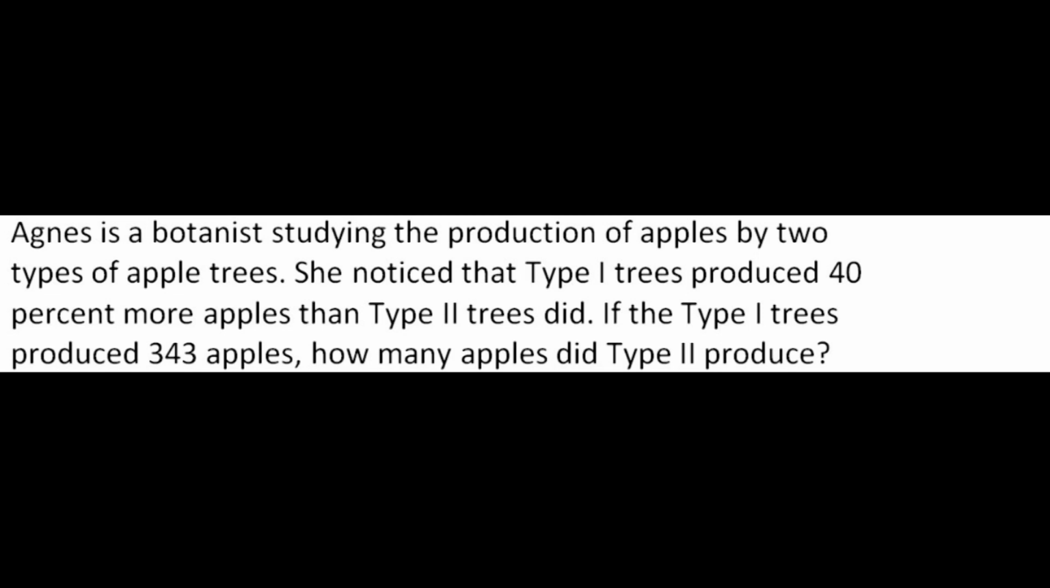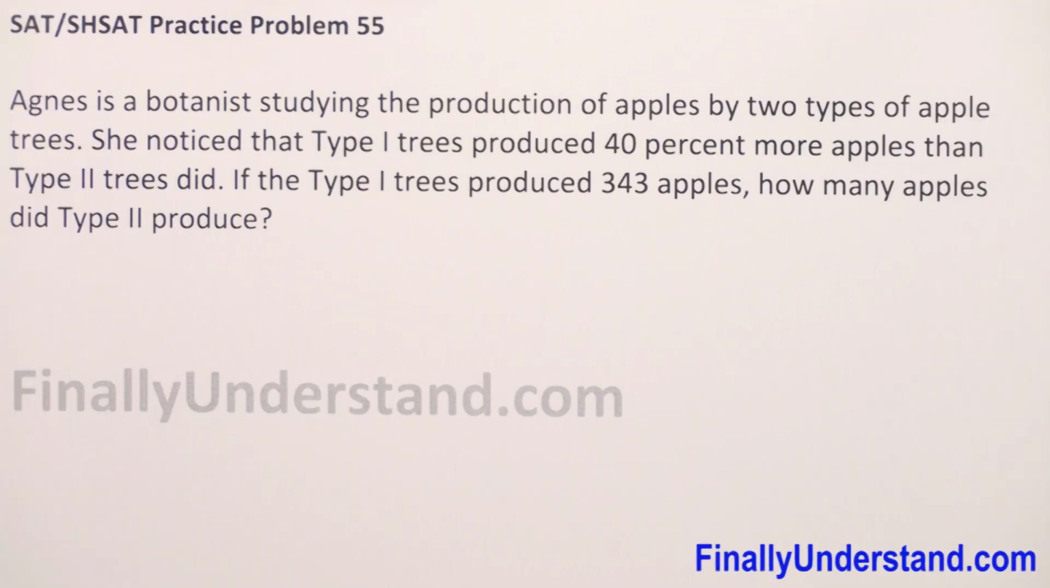Agnes is a botanist studying the production of apples by two types of apple trees. She noticed that type 1 trees produce 40% more apples than type 2 trees did. If the type 1 trees produced 343 apples, how many apples did type 2 produce?